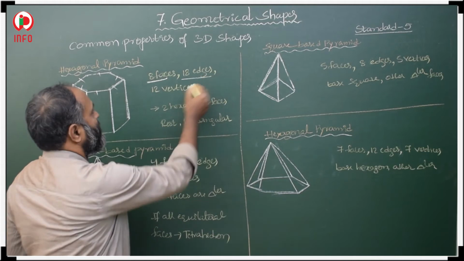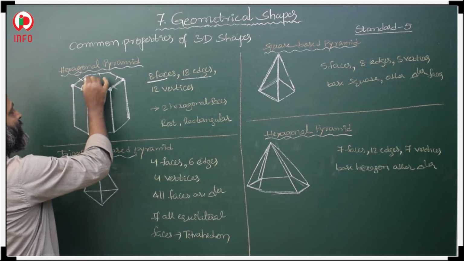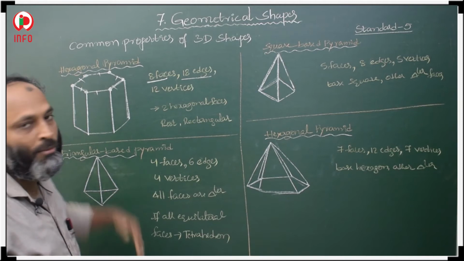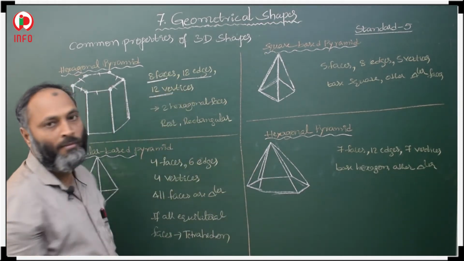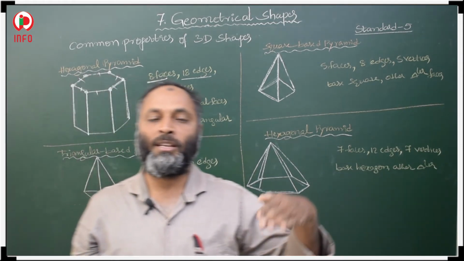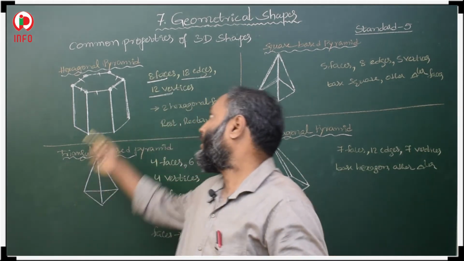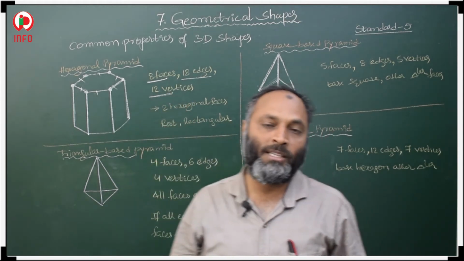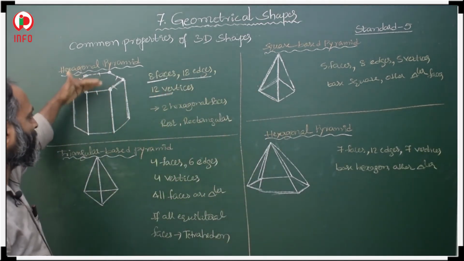And how many vertices? First vertex, second, third, fourth, fifth, sixth vertex. 6 vertices at top, 6 vertices at bottom. 6 plus 6, 12 vertices. In this way we have to say how many faces. In the hexagonal pyramid we have how many faces? 8 faces. And how many vertices? 12 vertices. Then how many edges? 18 edges.